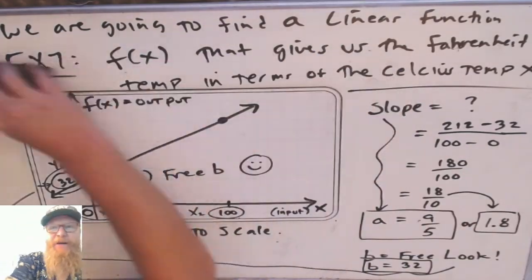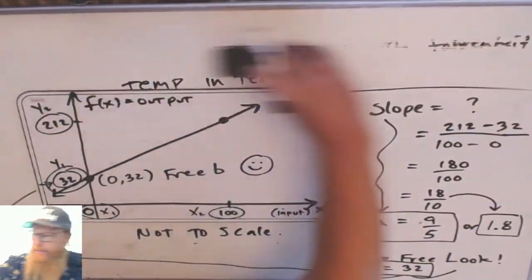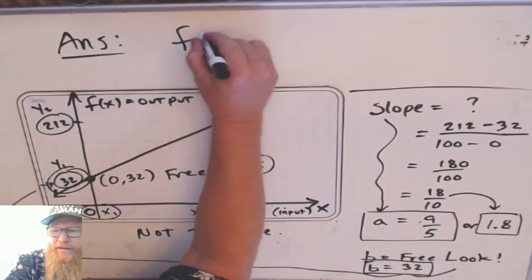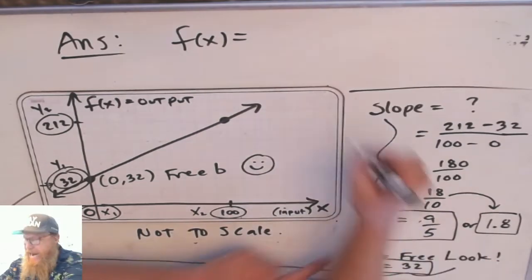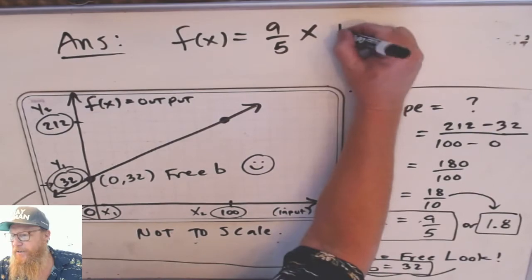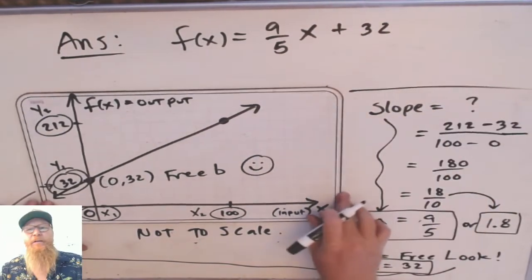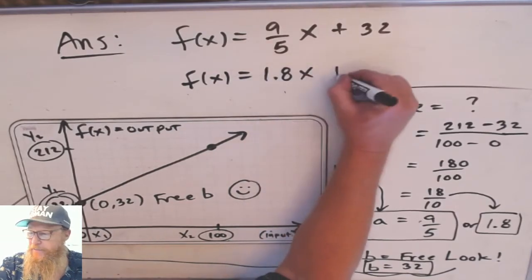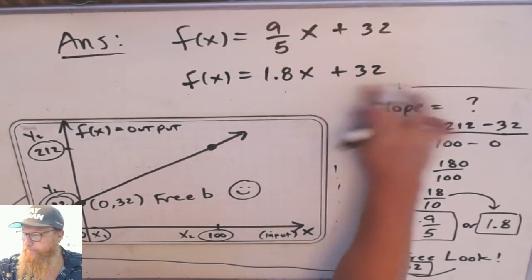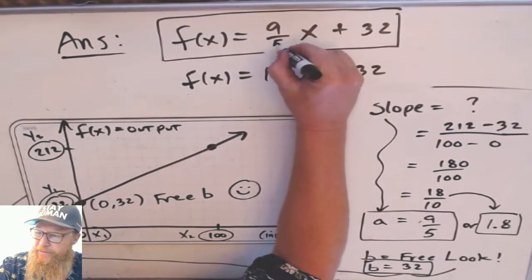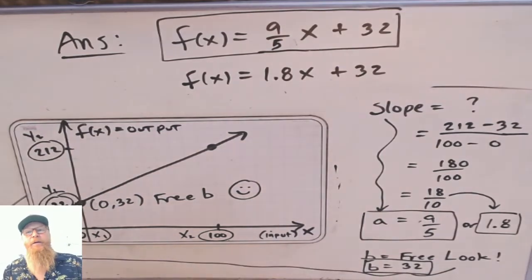All right. Find a linear function. So our answer, f of x equals A. A is 9/5. X plus 32. All right. I would also accept 1.8x plus 32. Your choice. And there you go.